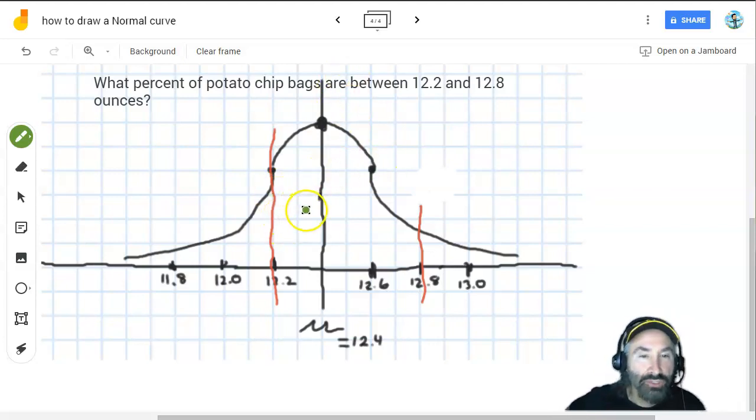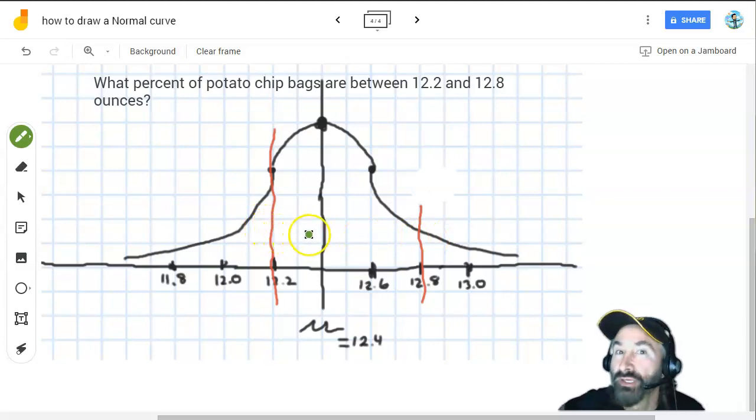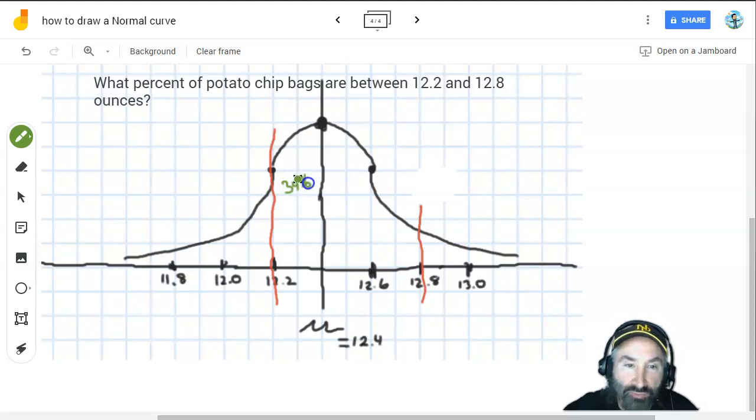Anyways, so how do we figure out the percent in between these two using the empirical rule or the 68, 95, 99.7 rule? Well, we know if we go one standard deviation from the mean, we got 68% of the data. If we cut that in two, then this part right here must be 34% of the data, going from here to here. This must be 34% based on the 68, 95, 99.7 rule.